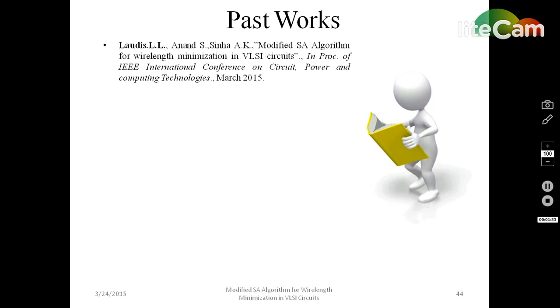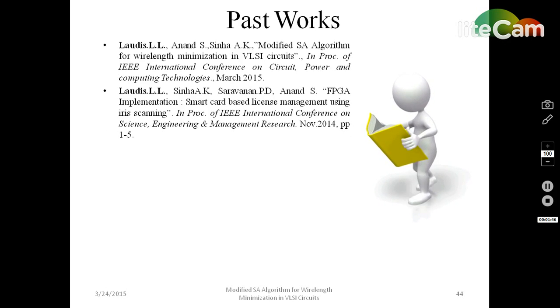Completed works are there. The first one is this modified SA algorithm for wirelength minimization in VLSI circuit. This is my project paper itself, and it is published in the IEEE International Conference on Circuit Power and Computing Technology. Next is the FPGA implementation of smart card based license management using iris scanning approach. I did this with a social concern, and this too is published in the IEEE International Conference on Science, Engineering and Management Research.